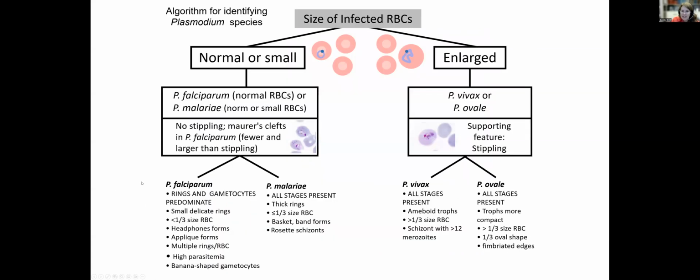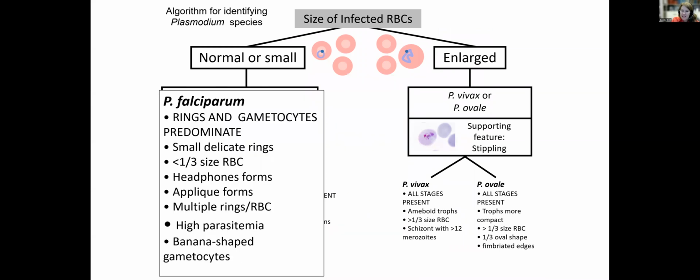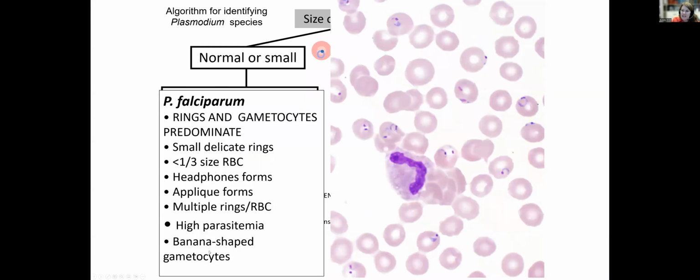So let's go through these one at a time for Plasmodium falciparum. Here are all of the individual features. Now, in general, you just see the rings of the early trophozoite stages. That's because the late stage trophozoites and the schizonts are all sequestered in the peripheral blood. You also will occasionally see gametocytes in the peripheral blood, but for the most part, it's just going to be these very thin, delicate rings, about a third or less of the size of the red blood cell. And sometimes you see what are called headphone forms, where there's two chromatin dots. This isn't a great example, but it is one.